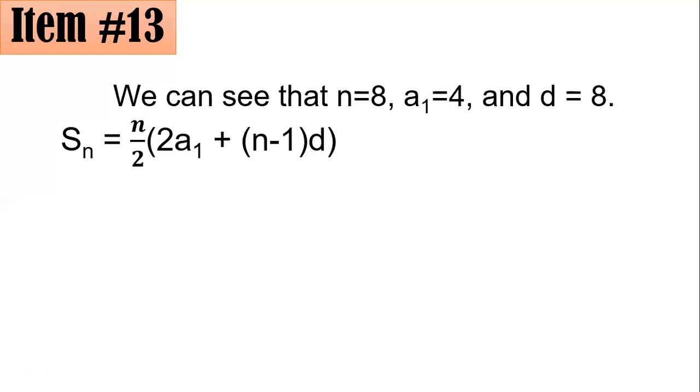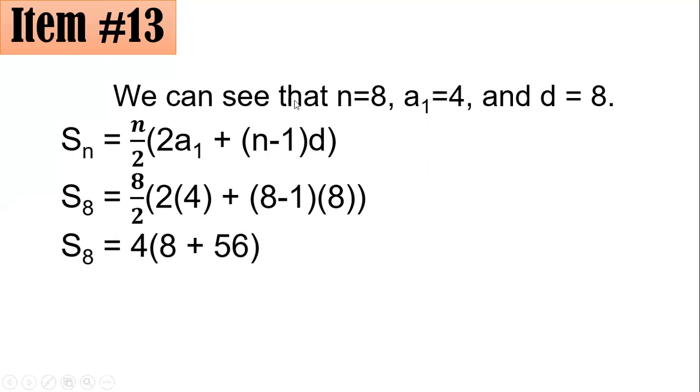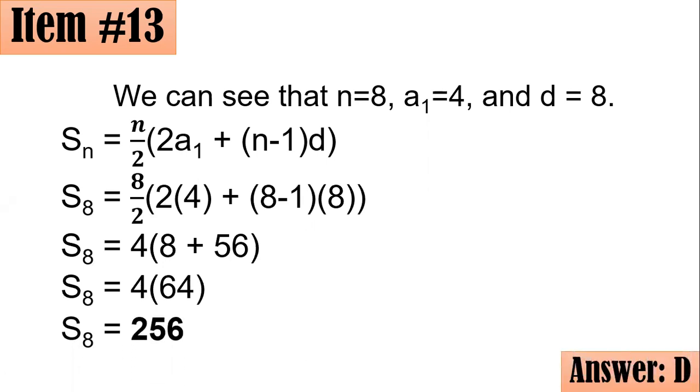So with such, by substitution, you will have S sub 8 equals 8 over 2 times the quantity 2 times 4 plus 8 minus 1 times 8. The 8 over 2 simplifies to 4. The 2 times 4 is 8. This will become 7 times 8 will be 56. If you add 8 and 56, that will give you 64. And hence, the sum of the first 8 terms will be 4 times 64 or 256. So D is the correct answer.